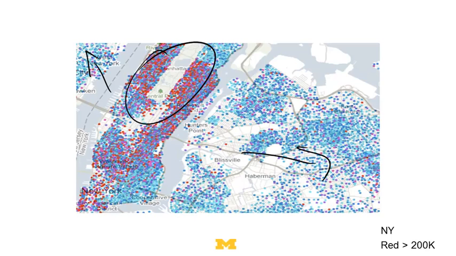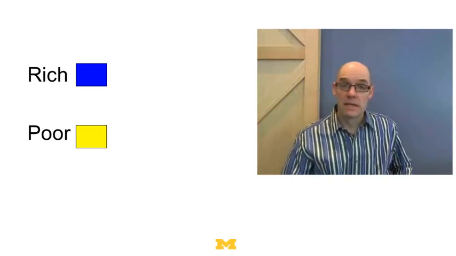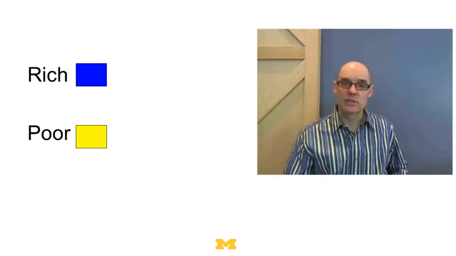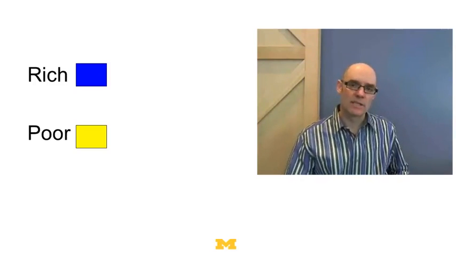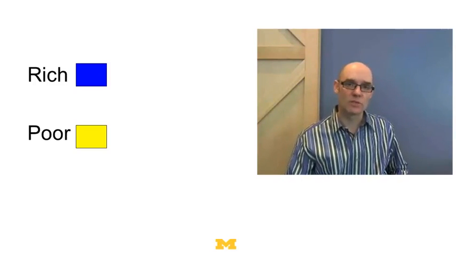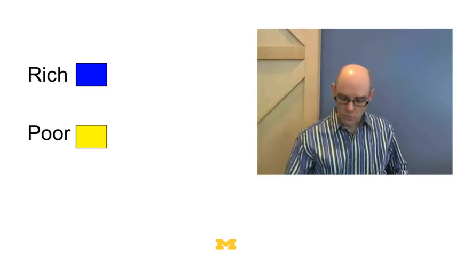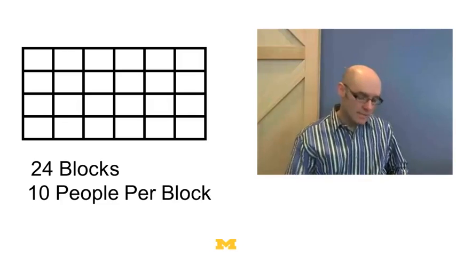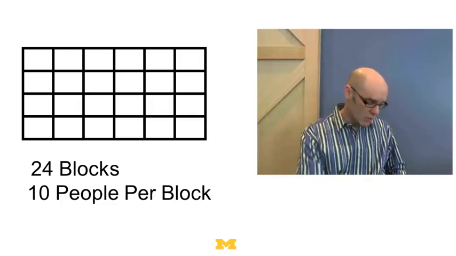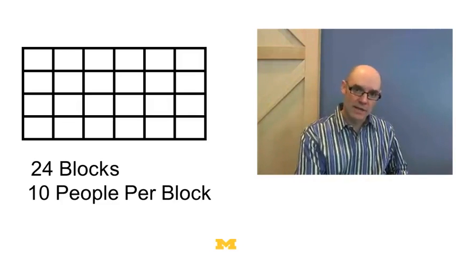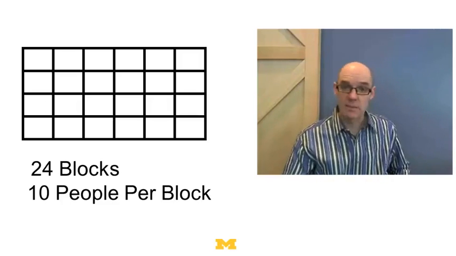So what we want is some measure for how segregated a city is. We're going to construct a very simple measure called the index of dissimilarity, and we're going to do it with just two types of people, rich people and poor people. I'm going to represent rich people with blue dots and poor people with yellow dots. Now I'm going to place these people on a grid. I'm just going to have a 24 city block area here, and in each block I'm going to put 10 people.